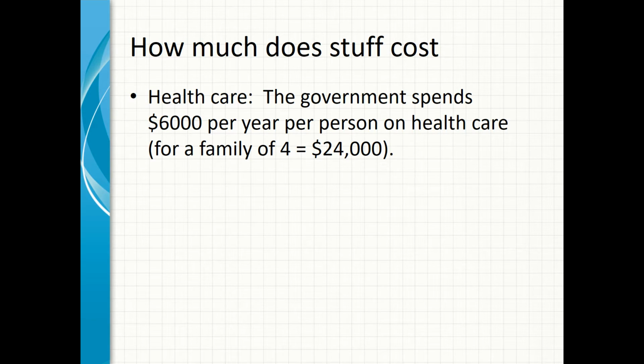So imagine if you had a husband and wife and 2 kids, and you'd have to pay for your own health care. You'd have to come up with $24,000 a year on average to cover your health care. Very expensive, and many people would not be able to afford that.